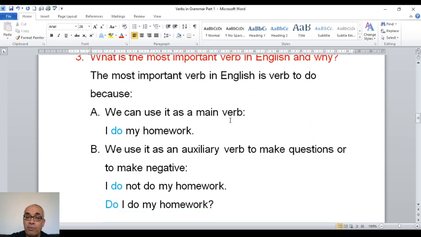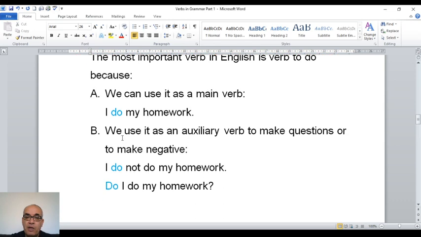Why is it the most important? A. We can use it as a main verb. I do my homework. So do here is the verb. As you can see, I put the answers in blue for you. So anything blue, it means this is the answer. I do my homework. Do is the main verb. Why is it the main verb? Because it is the only verb in the sentence. So in this sentence, I'm using do as the main verb.